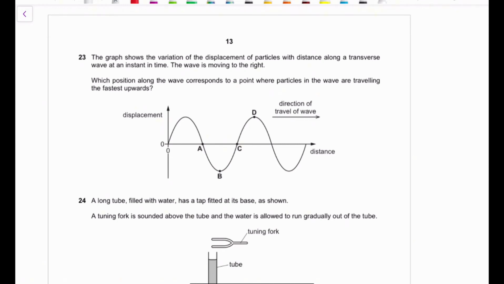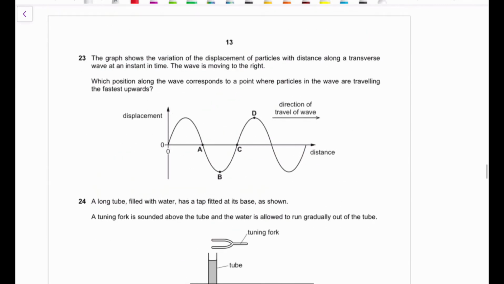The graph shows the variation of the displacement of particles with the distance along a transverse wave at an instant in time. The wave is shown moving to the right. Which position along the wave corresponds to a point where particles in the wave are traveling the fastest but upwards?